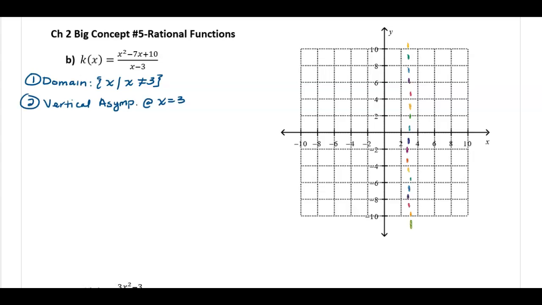At x equals 3. All right, now we have to look for horizontal asymptotes. The degree of my numerator equals 2. The degree of my denominator equals 1. So here we have n is greater than m. So if we go back and look at our notes, when n is greater than m, that means there is no horizontal asymptote.